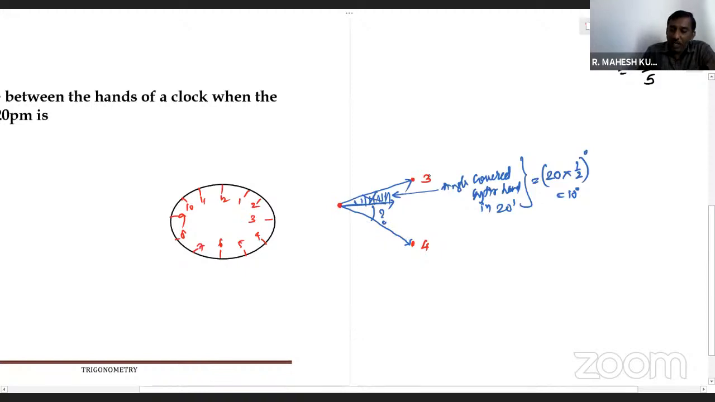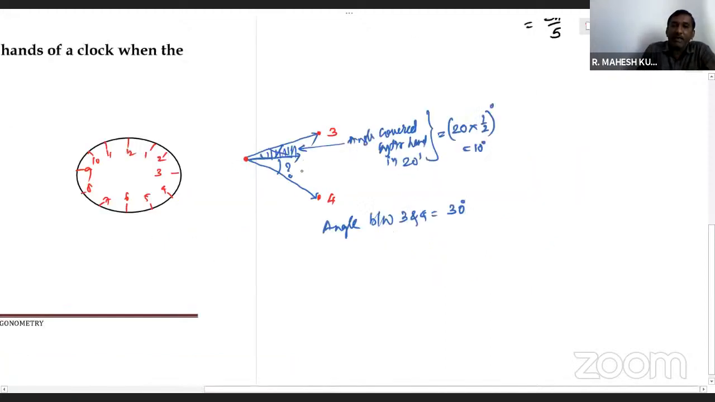Understood? So now you got 3 and 4. Angle between 3 and 4, two consecutive digits. It is always 30 degrees because you know the angle between two consecutive digits of a clock is always 30 degrees. Now see, what is the required angle? It is at the time 3 hours 20 minutes. So required angle is equal to total angle, which is going to be 30 degrees, minus you should remove that extra angle of 10 degrees, so it is going to be 20 degrees.